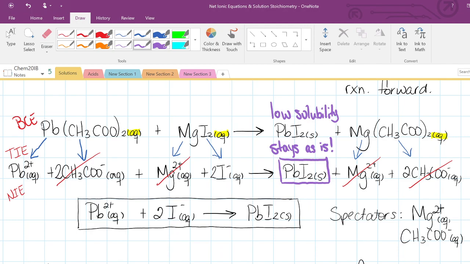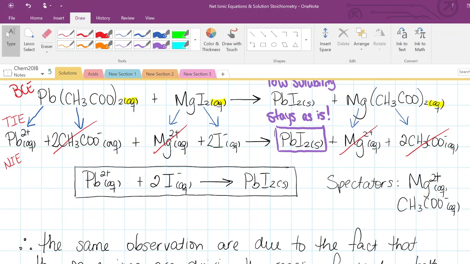Now, what we do is we have a look to see. Obviously, some stuff is going to be repetitive, so we look to see what are the ions that are repeated on the reactant side and on the product side. And if I look, I have 2 acetate ions here. On the product side, I've got 2 acetate ions. Those can cancel out because they're repeated. I've got 1 magnesium ion on the reactant side, and I have 1 magnesium ion on the product side. So those are repeated, and we can cancel them out. Those are my spectator ions.